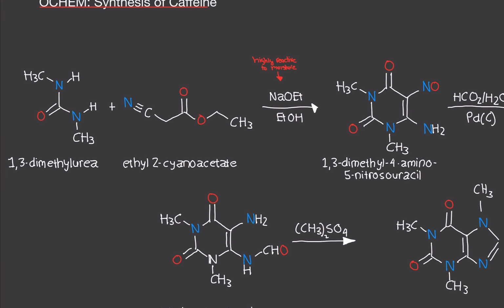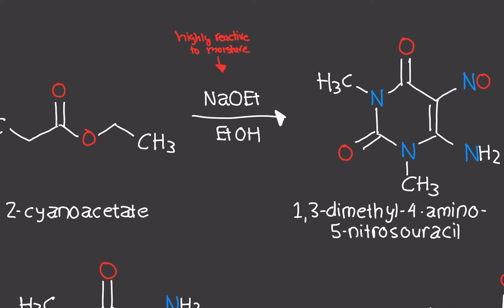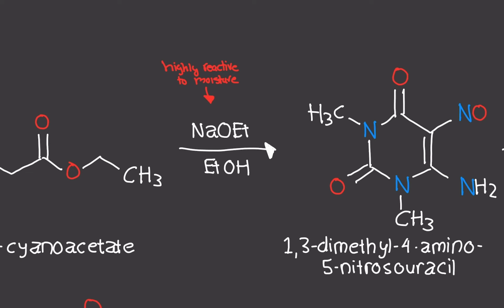So, we start off with 1,3-dimethylurea. We combine this with ethyl 2-cyanoacetate. All right. And what we do is we put this in a beaker, and in the beaker, we're going to add sodium ethoxide in an ethanol solution. Now, sodium ethoxide is very reactive.